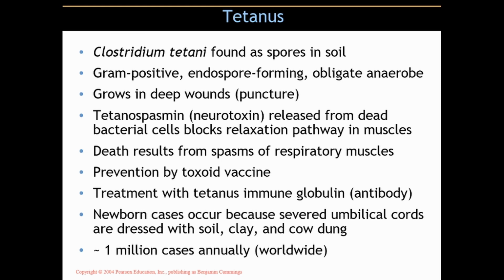It blocks the relaxation pathway in muscles. This toxin that they're producing is an exotoxin from the dead cells. The muscles then cannot relax. It gets picked up by receptors on muscle fibers, which prevents them from undergoing the relaxation pathway. Death results from spasms of respiratory muscles, so you're going to have skeletal muscles being affected first.